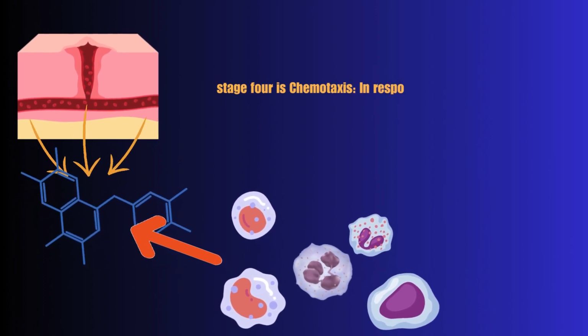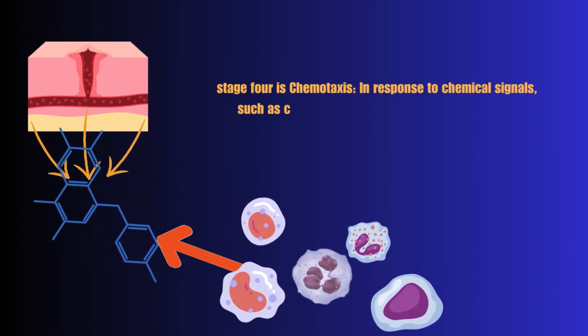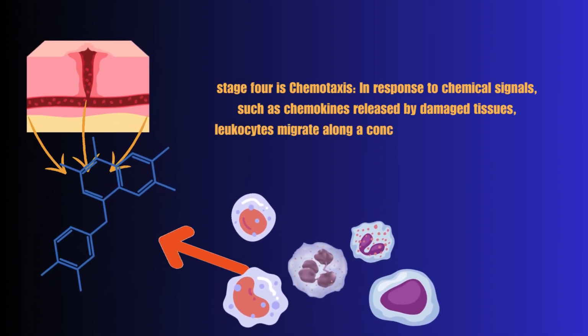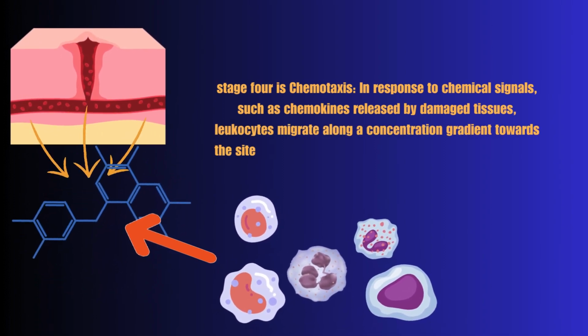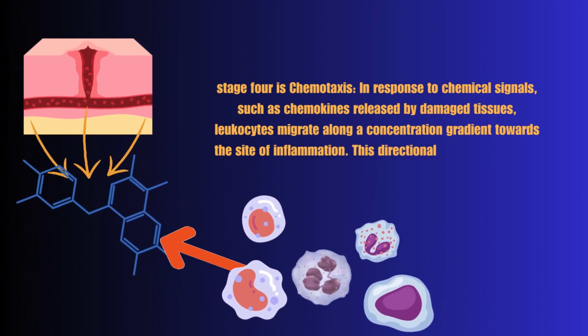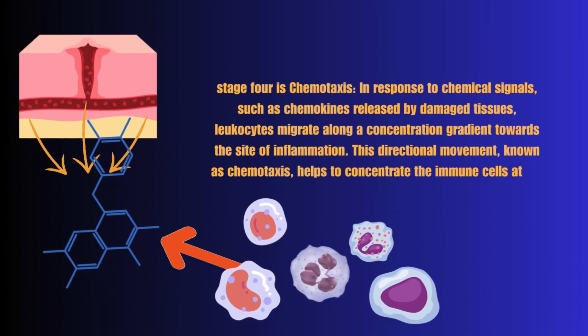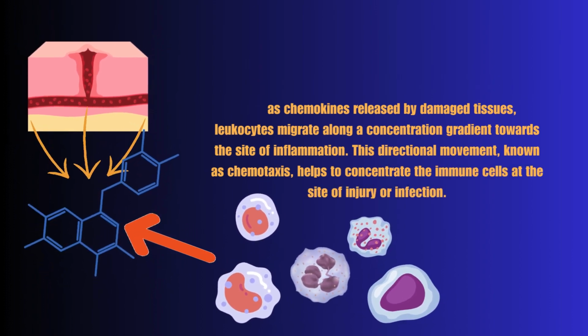Stage 4 is chemotaxis. In response to chemical signals such as chemokines released by damaged tissues, leukocytes migrate along a concentration gradient towards the site of inflammation. This directional movement, known as chemotaxis, helps to concentrate the immune cells at the site of injury or infection.